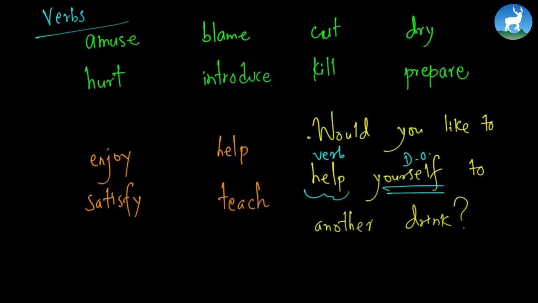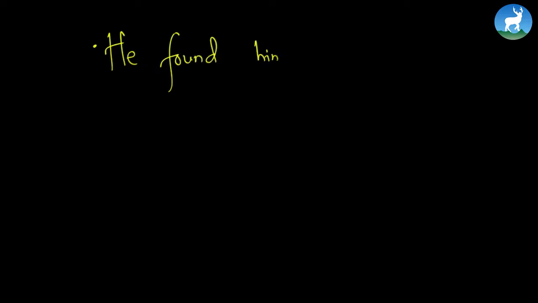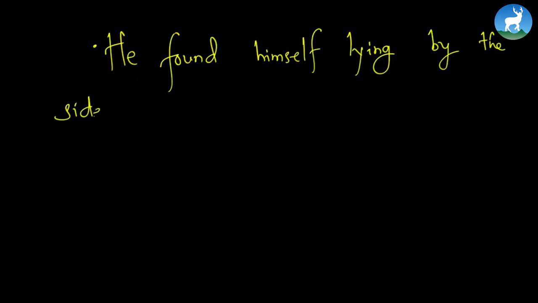If you say something like, I wish the children would behave themselves, that means I wish the children would behave well. Right? If you say something like, he found himself lying by the side of the road, that means he was surprised when he realized that he was at the side of the road. So let me write this sentence. He found himself lying by the side of the road.